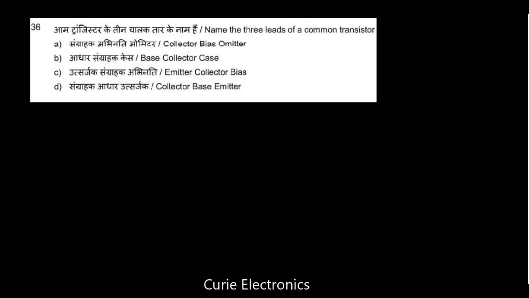Name the 3 leads of a common transistor. That is, transistor symbol, I will draw it. We have 2 types of transistors. This is the first type. This is the second type. And we have the base, collector, emitter. So here also we have base, collector, emitter.